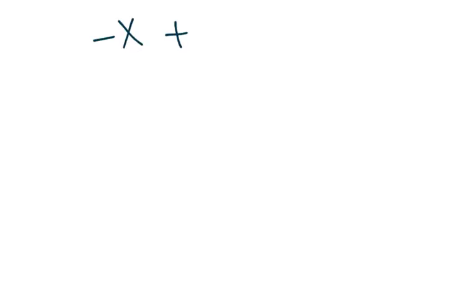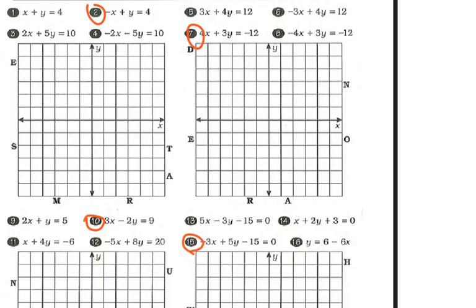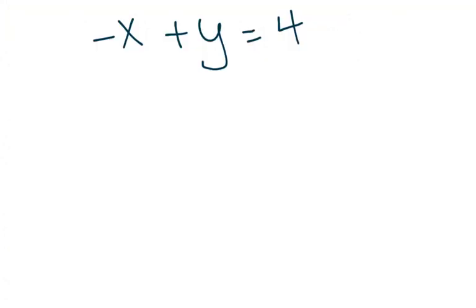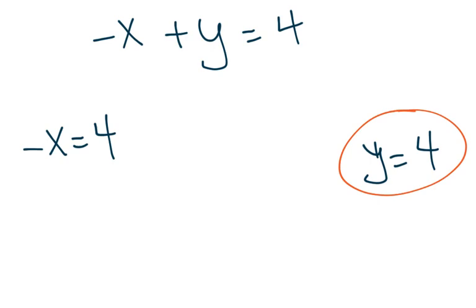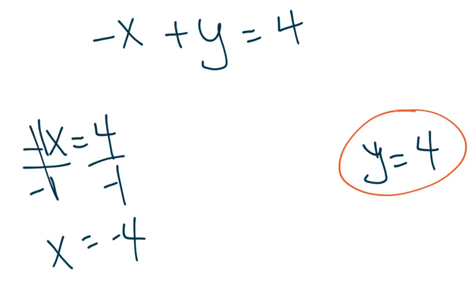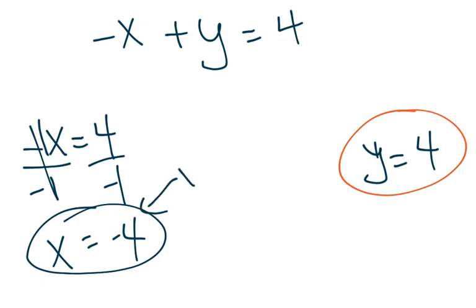It says negative x plus y equals 4. Okay. So I'm going to have 2 different equations. I'm going to have negative x equals 4, and I'm going to have y equals 4. Well, this one's already solved for me. I'm done. But this one, I need to divide by negative 1, because it was negative 1x. And I get that x equals negative 4. So when I'm graphing, this is the x-intercept, and this is the y-intercept. And that's really what I need to know.